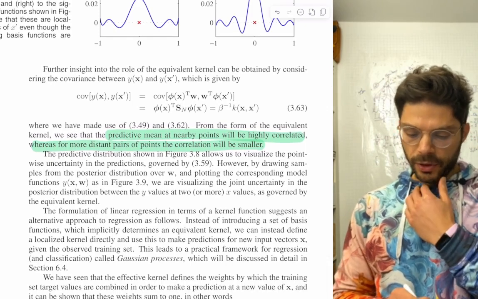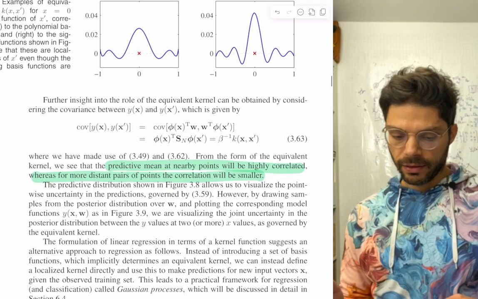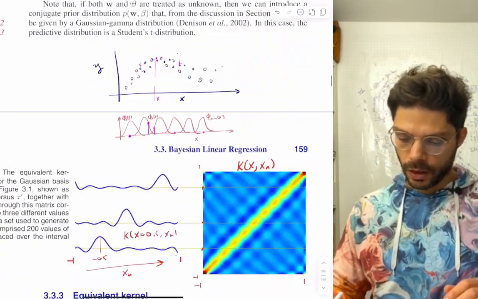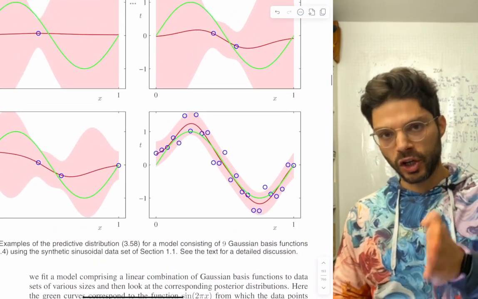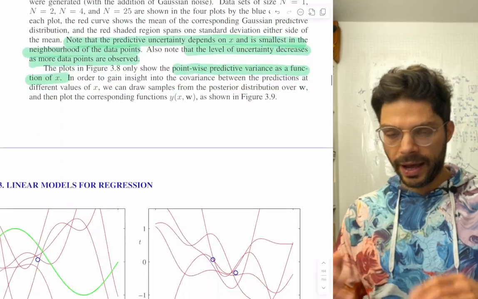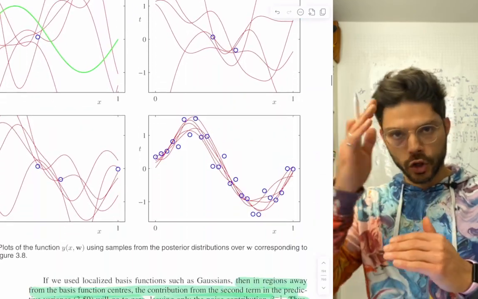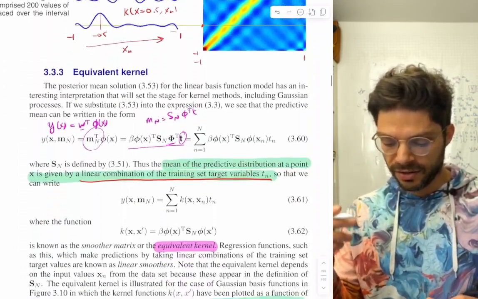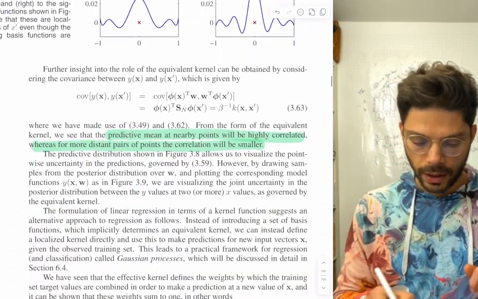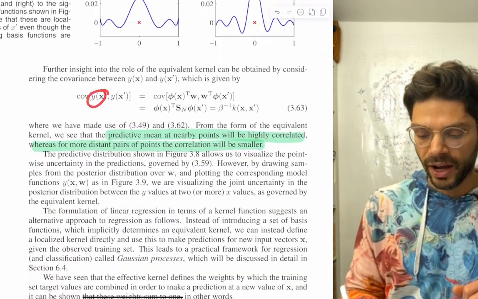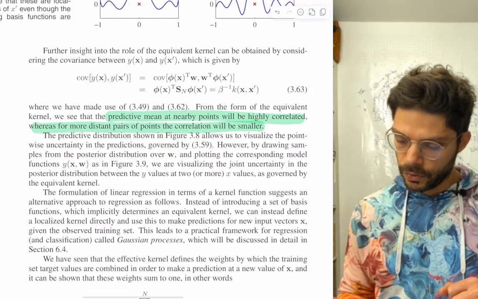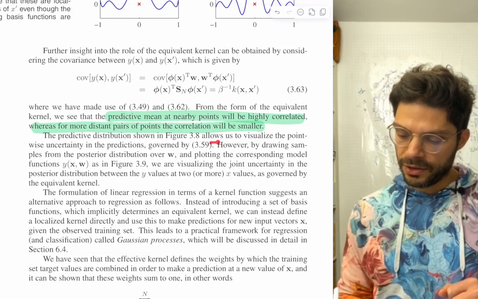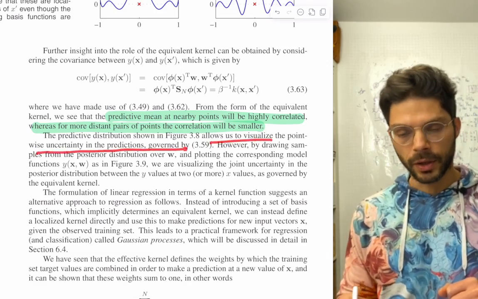Now he says, okay, so the predictive distribution is shown in 3.8. Let's have a look at which one he's talking about. That was this one. Remember, this was for single points, and the error bands were for just that point. So that was the variance of single points, which would correspond to the covariance of y of x with y of x, so x prime equals x. It allows us to visualize the pointwise uncertainty of prediction, so we already did that.